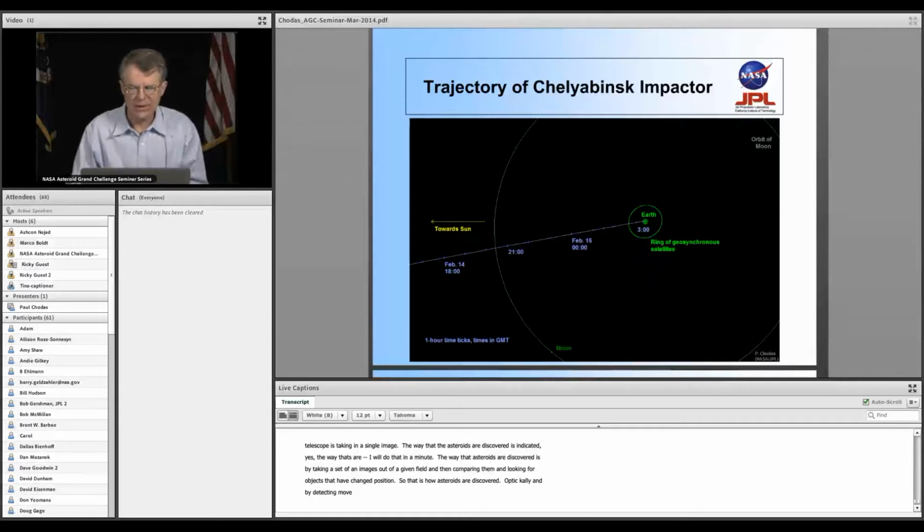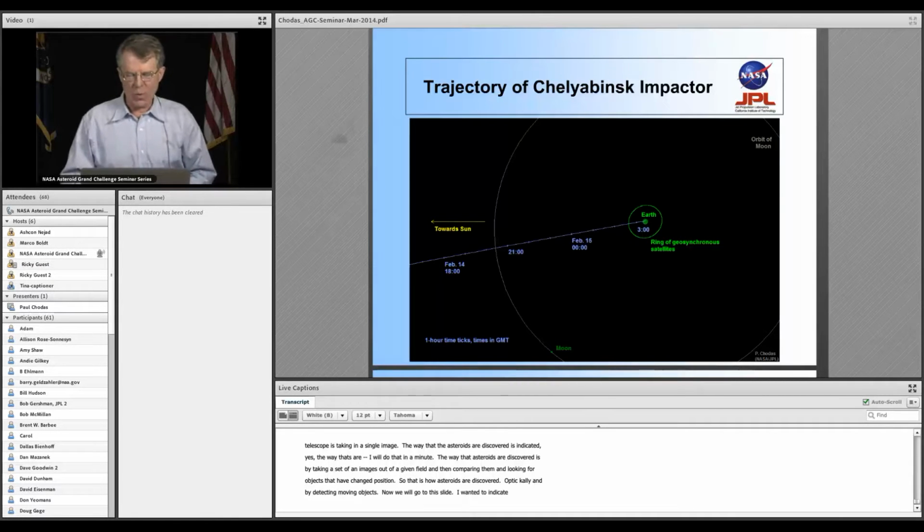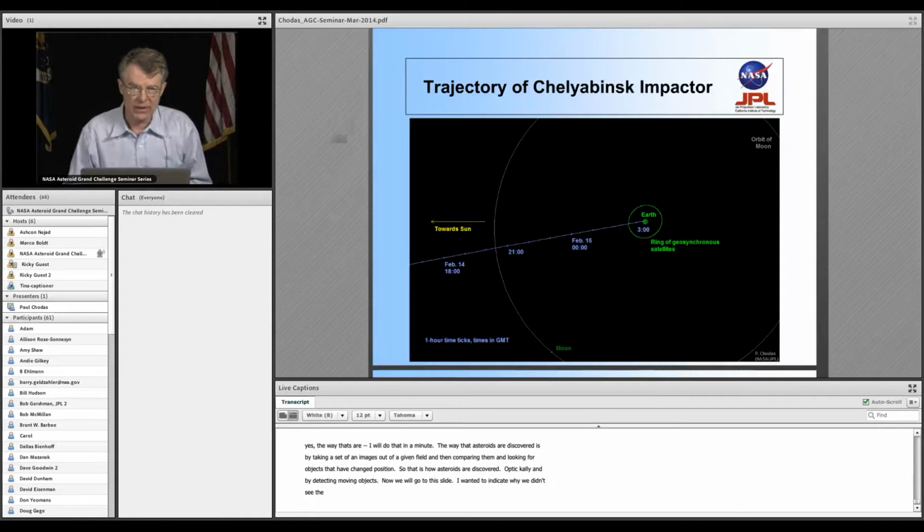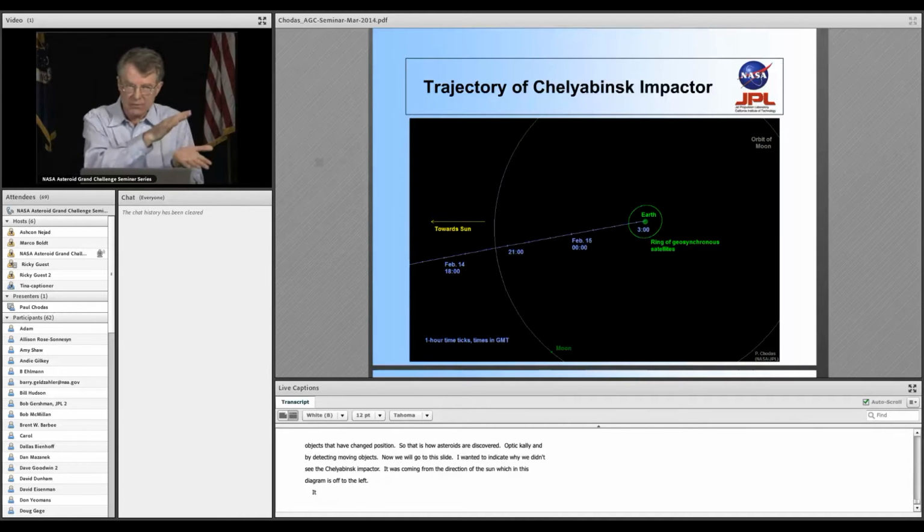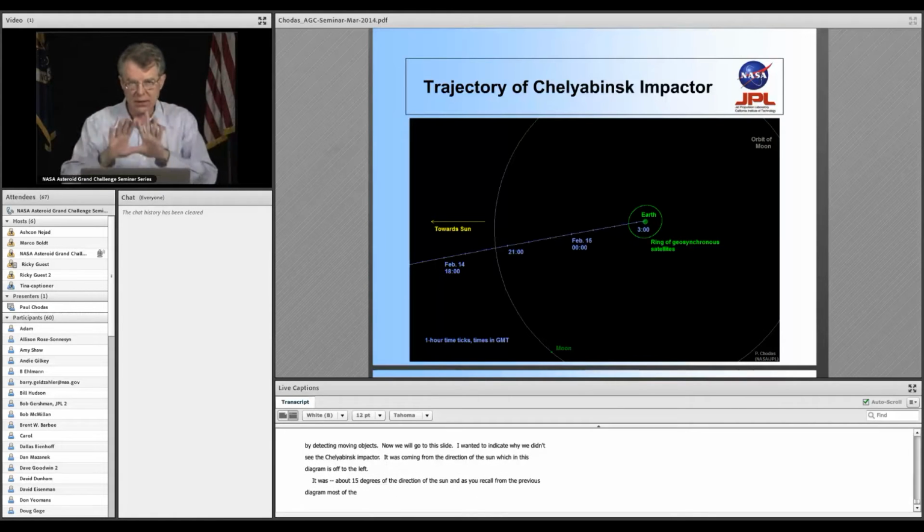So now we'll go to this slide. I wanted to indicate why we didn't see the Chelyabinsk impactor. It was coming from the direction of the sun, which in this diagram is off to the left. It was within about 15 degrees of the direction of the sun. As you recall from the previous diagram, most of the surveys are looking in the dark sky, that is to say the direction opposite the sun.